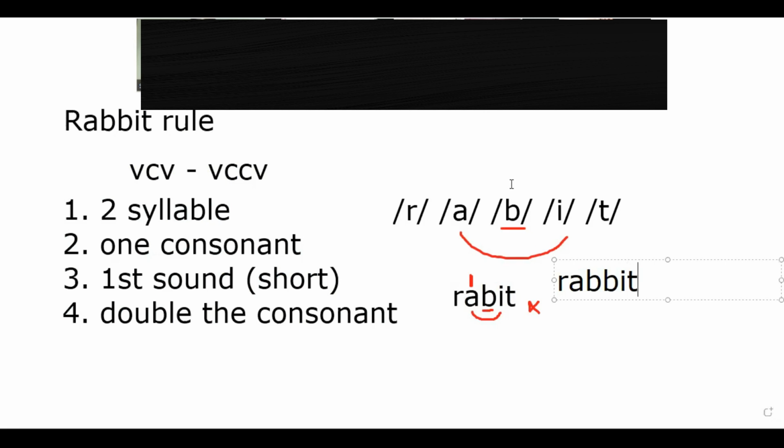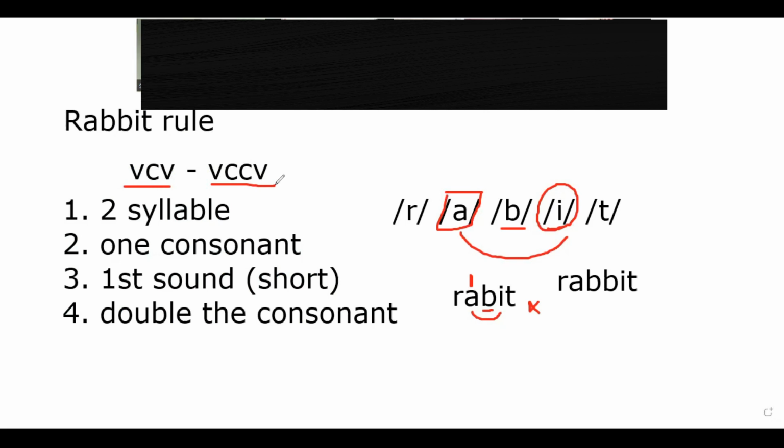We don't need to check the final vowel sound. Rabbit. Yes, I is making the short sound, no problem. If I is making the long sound, no problem. If I is making the schwa sound, no problem. Anything it can be, but just check the first vowel sound alone for the rabbit rule. Okay. For this rule also we have an exception and a rule breaker.